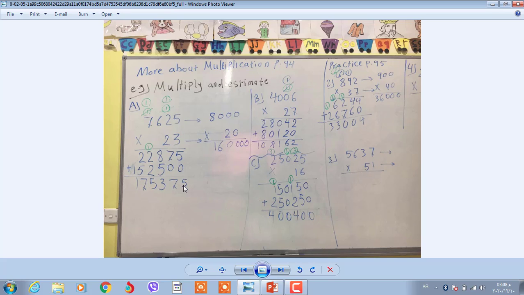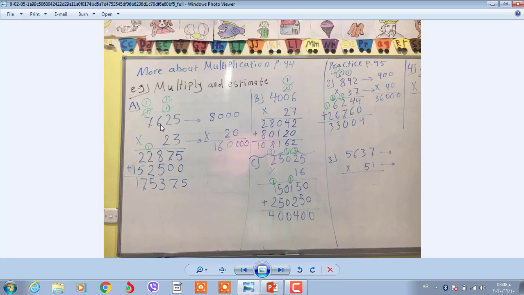5 plus 0, 5. 7 plus 0, 7. 8 plus 5 equals 13. Write down 3. 1 up in the next. 2 plus 2, 4, because we have 1 up, plus 1 equals 5. 2 plus 5, 7, and bring down 1.